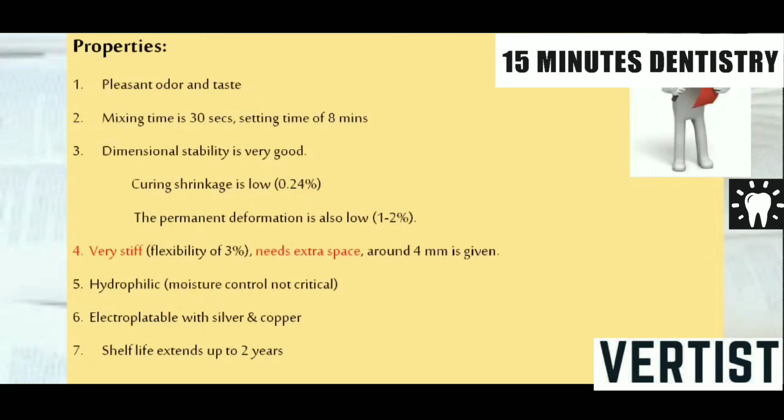Dimensional stability is very good, and the curing shrinkage is low. After setting, the material becomes very stiff. This is the stiffest kind of material among elastomeric materials. So you have to be very careful while removing the cast. You may break the teeth while removing the cast. And this is hydrophilic in nature, so it is the most important thing. You can electroplate this particular material with silver and copper.